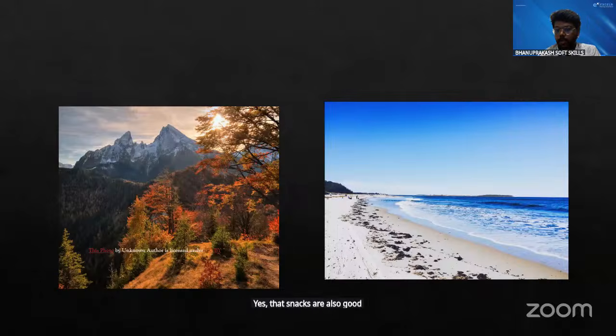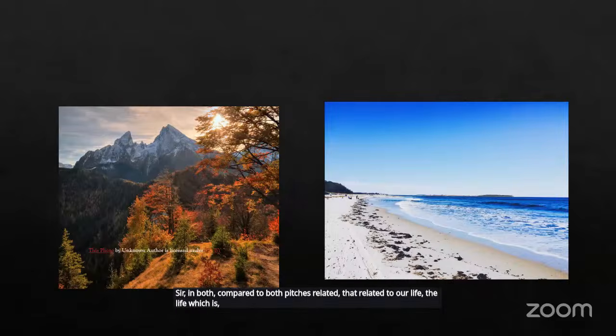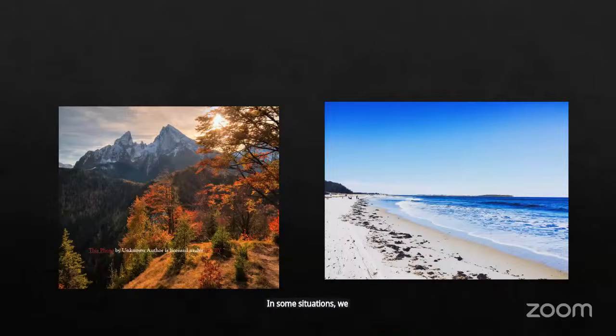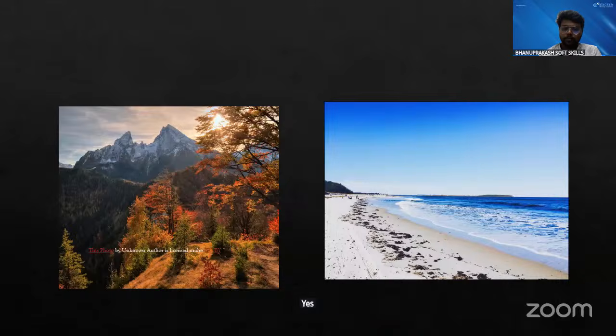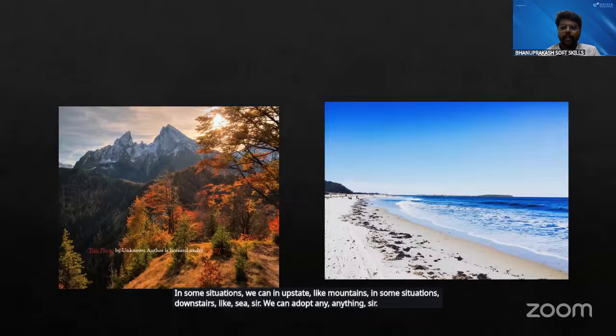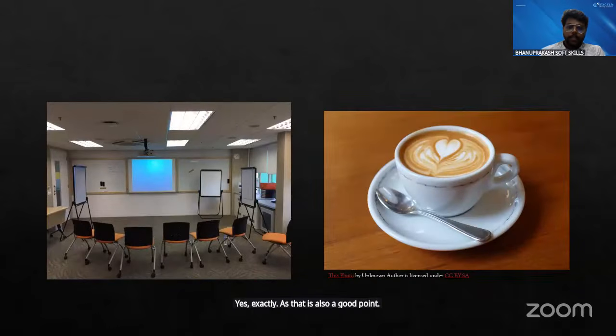Sir, comparing both pictures to our life, they show us adaptability. In some situations we can be in an upstate, like mountains. In some situations we are in a downstate, like seas, sir. We can adapt to anything, sir. Yes, exactly. That is also a good point. Now the next picture to you.